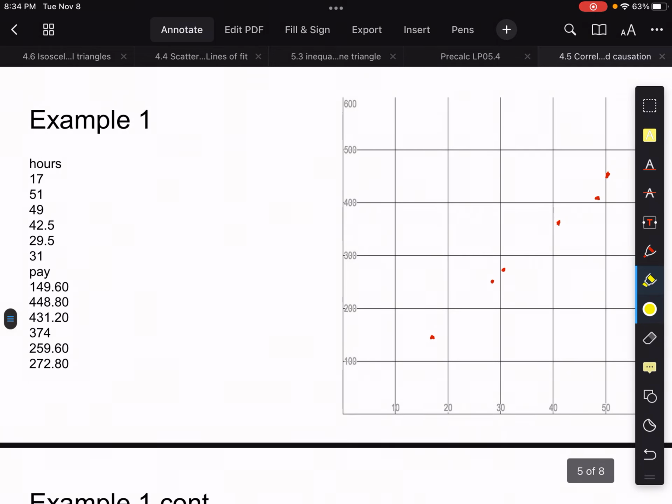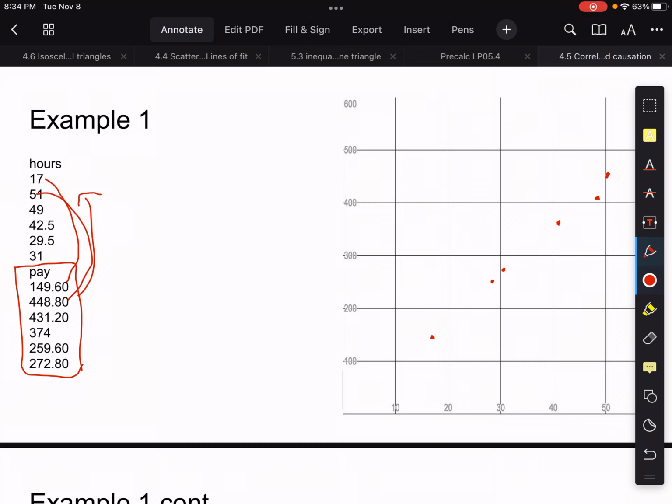So here's an example. I've already done the graph for you guys just to not waste the time putting all the dots on there, but you could pause the video here and do this. Just notice, for some reason, the formatting here does not let me put this side by side. So the 17 is linked to the 149, the 51 is linked to the 448, et cetera. Get those dots on there for example 1, and then take a look at the data, and there's a number of questions about that.